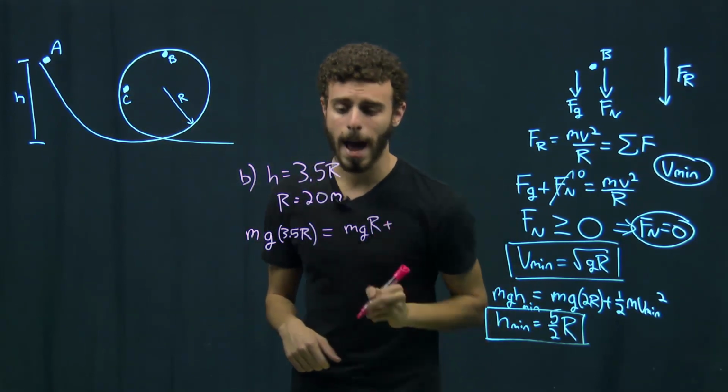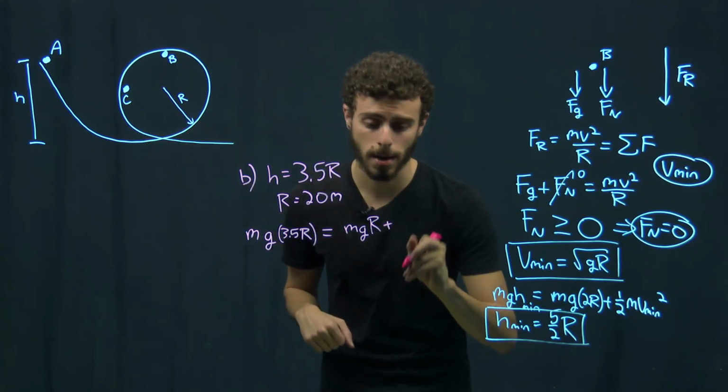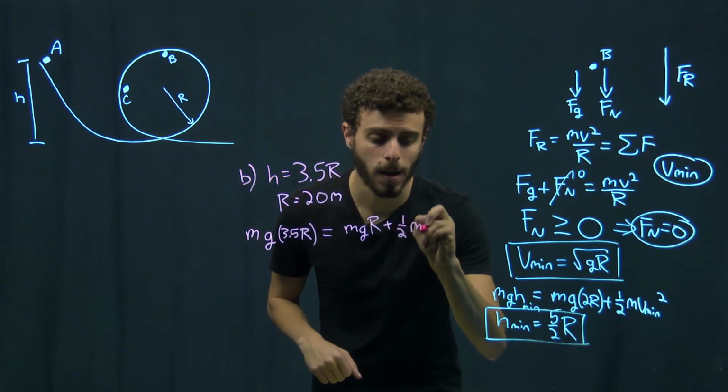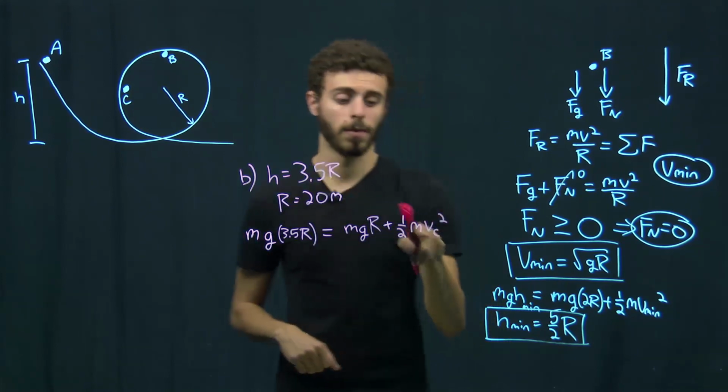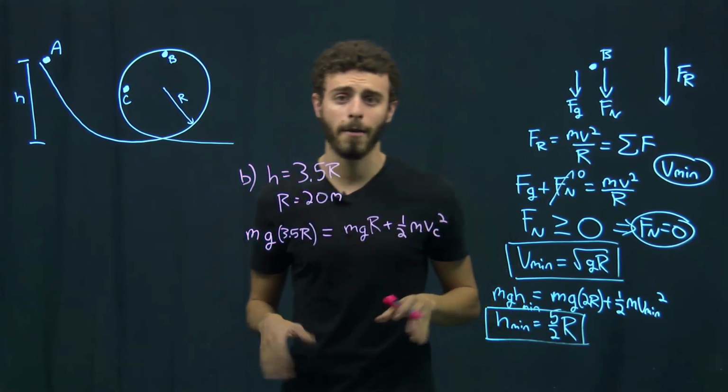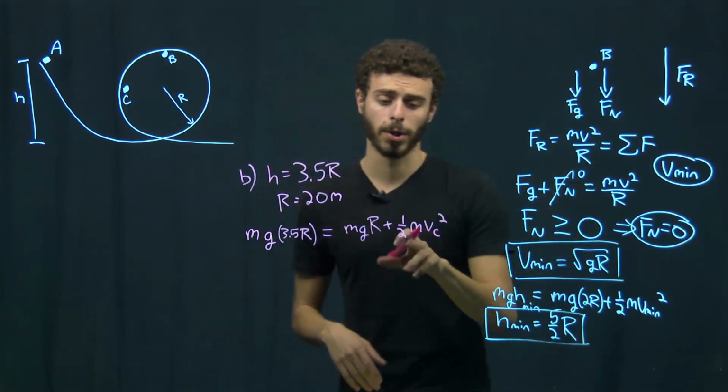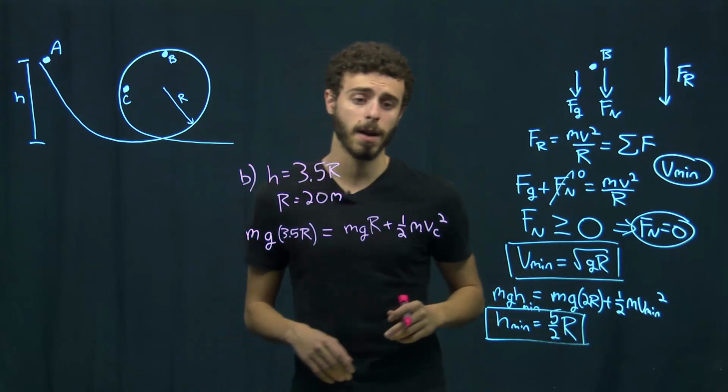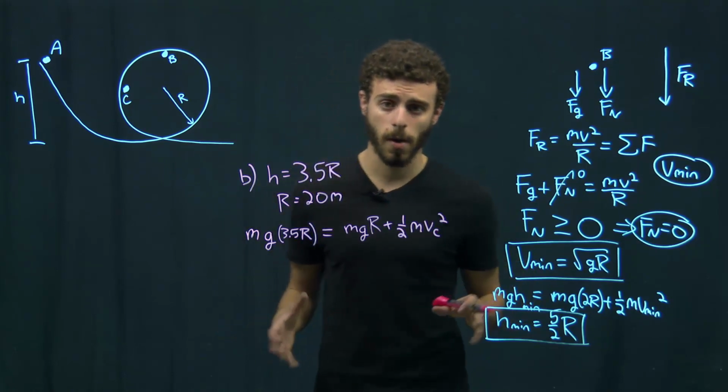And then to that, we want to add, of course, whatever our velocity is here. So that would be 1/2 m, I'll call it vc. To recall, this is just the velocity it's going to have at c. We're not worried about minimum anymore. We're just worried about the velocity it has given this height. So that will just be vc squared.